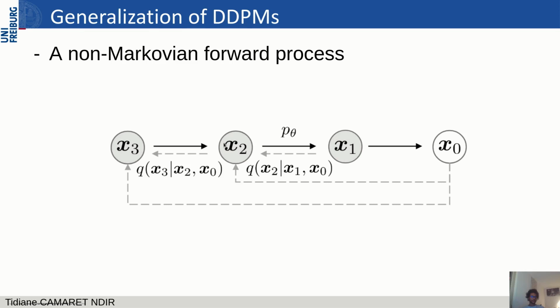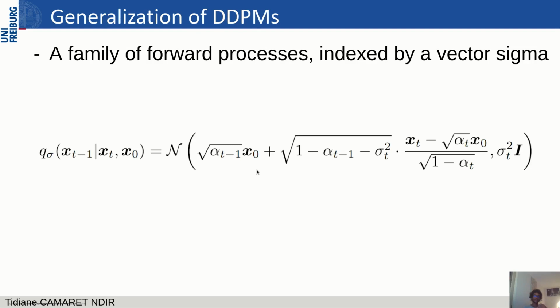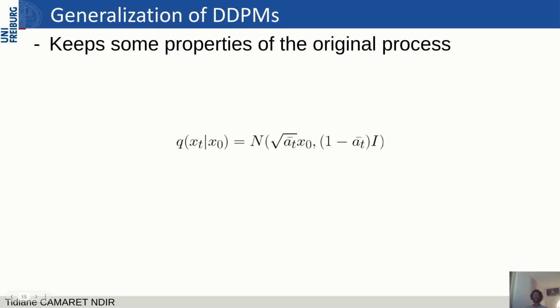So I'm saying that they define a new process, but actually they define the completely whole family of forward processes, because this process is defined by this formula here, which depends on sigma t, which is a sequence of a vector which is defined at every step t. But we can prove that regardless of the vector sigma that we choose, we keep some of the properties of the original process. In particular, the marginals. So you still have this direct link between x0 and xt.